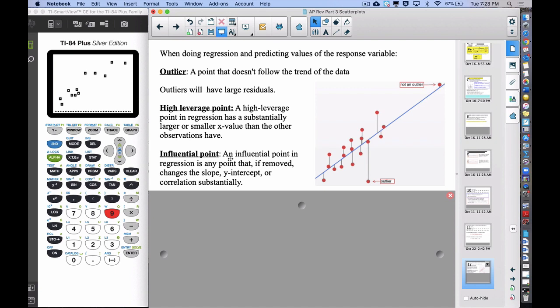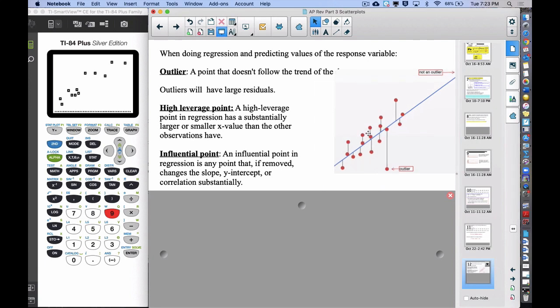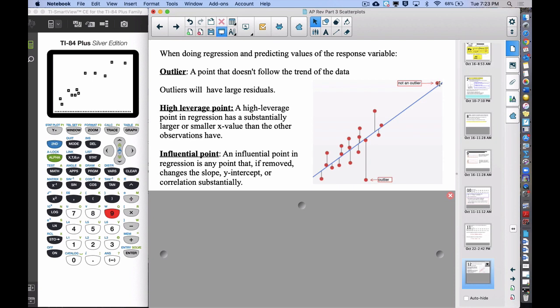An influential point is a little bit more general than outliers or high leverage. Outliers and high leverage have a specific idea behind where they are. Outliers don't follow the trend, so this point down here would be an outlier because it doesn't follow the trend of the rest of these points. This is a high leverage point and not an outlier. It's not an outlier because it follows the trend, it's just further away. But it's a high leverage point because the x value is so much larger than the rest of these points. An influential point is any point that, if you removed it, would change the slope, the y-intercept, or correlation substantially. If it changes that relationship quite a bit, that would be an influential point.